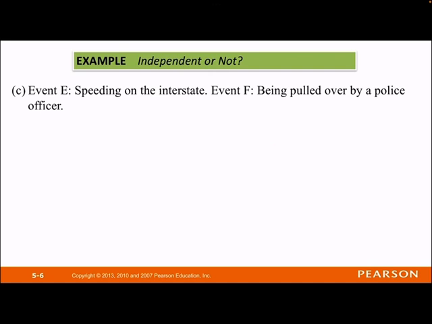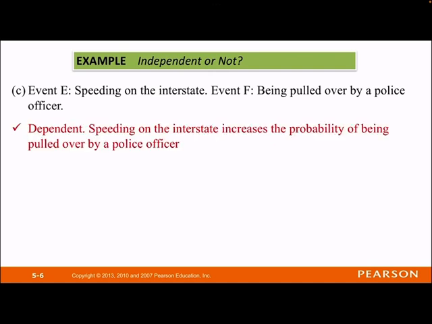Part C, event E is speeding on an interstate and event F is being pulled over by the police. Dependent or independent? That's going to be dependent because speeding on an interstate increases the probability of being pulled over by a police officer. Again, it doesn't mean that you're definitely going to get pulled over, but you're definitely increasing your odds if you're going above the speed limit.